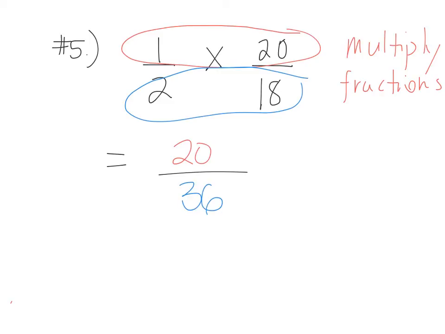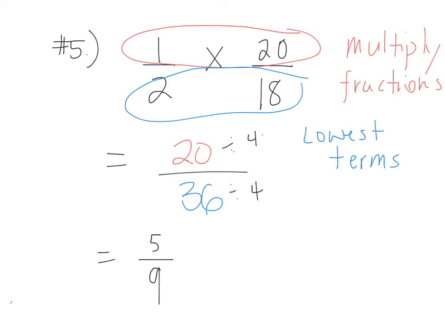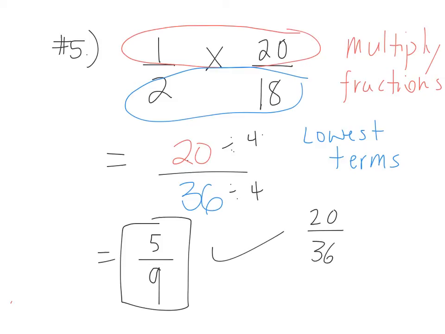Now, we want to put this in lowest terms. The question said to write your answer in lowest terms. So we need to figure out a number that both 20 and 36 are divisible by. We need to reduce this. What goes into 20 and 36? 4. They're both divisible by 4. What's 20 divided by 4? 5. What's 36 divided by 4? 9. Can I reduce 5 ninths? Is there anything that goes into 5 and 9 aside from 1? No, so that's it. The answer is 20 over 36, which is equal to 5 over 9.